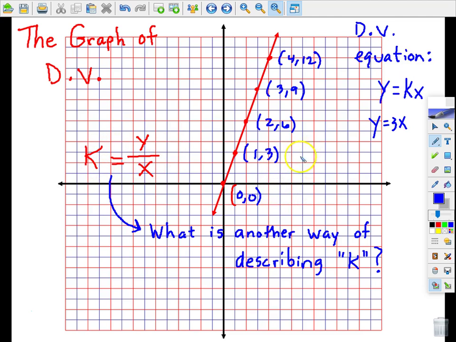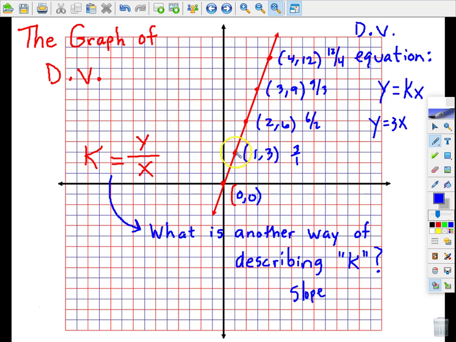And here's another way of finding k. We could just do some simple division. Y over x: 3 over 1 is 3, 6 over 2 is 3, 9 divided by 3 is 3, 12 divided by 4 is 3. Really, and the reason I did this is because if you think about it, k is just another way of saying what we're used to seeing, and that is the slope.